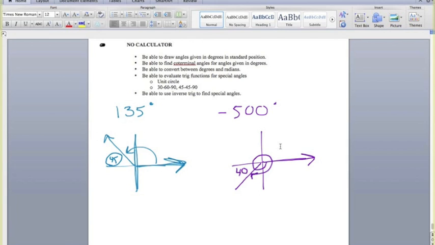So if I'm at this location, I want to get back to that location, I have to go all the way around one full circle, and I could go either way, forward or backward. So what we want to do is go forward or backwards 360 degrees, or one full circle. So we're going to find those by adding or subtracting 360s. So we'll just use the same examples here. For 135, if I add 360, I would get 495.